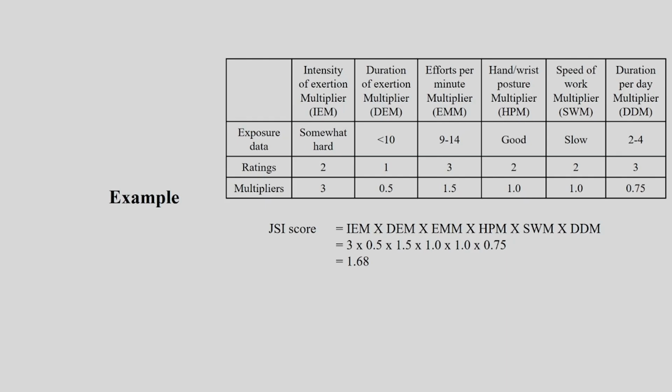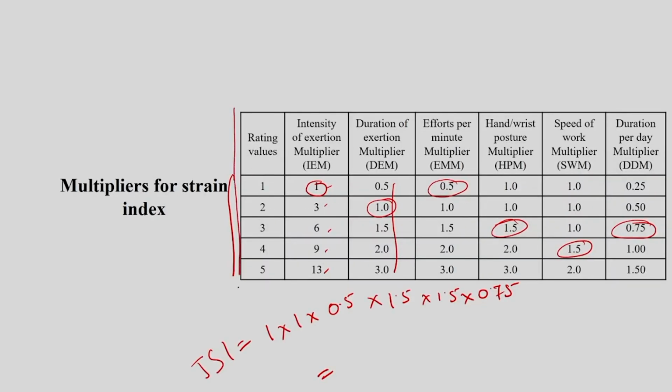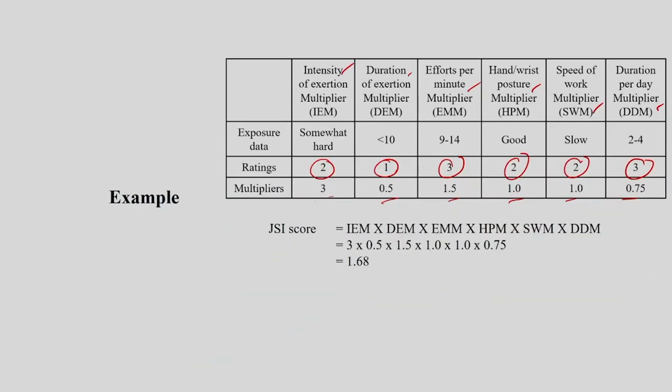So what we did, we rated everything, okay. So this is 2, this is 1, this is 3, this is 2, this is 2 and this again 3. So accordingly we got these multipliers from this pre-computed table. From this pre-computed table we got all these multipliers, and then once we multiply we got this value as 1.68. 1.68 is your JSI score.